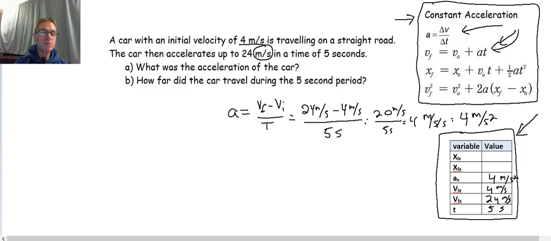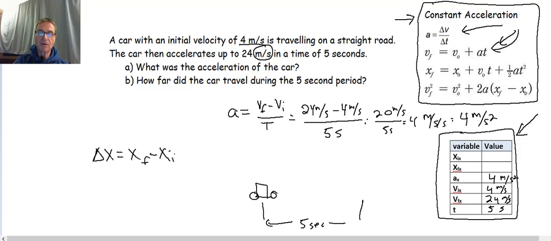Well, we're traveling on a straight road, okay? So how far in this case would be displacement, okay? Displacement is the change in x, which is the same as x final minus x initial, okay? So let's say that our car, when it is moving at 4 meters per second, at just this time right here, is when it starts to accelerate. So this is the 5-second period from here to here.